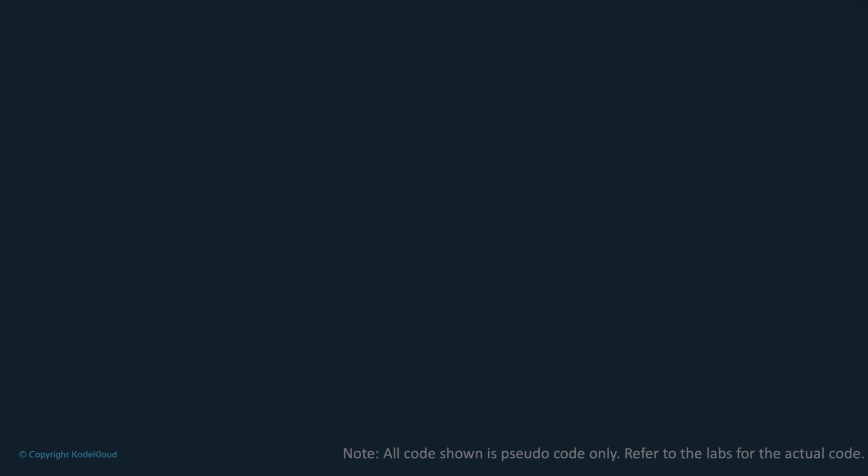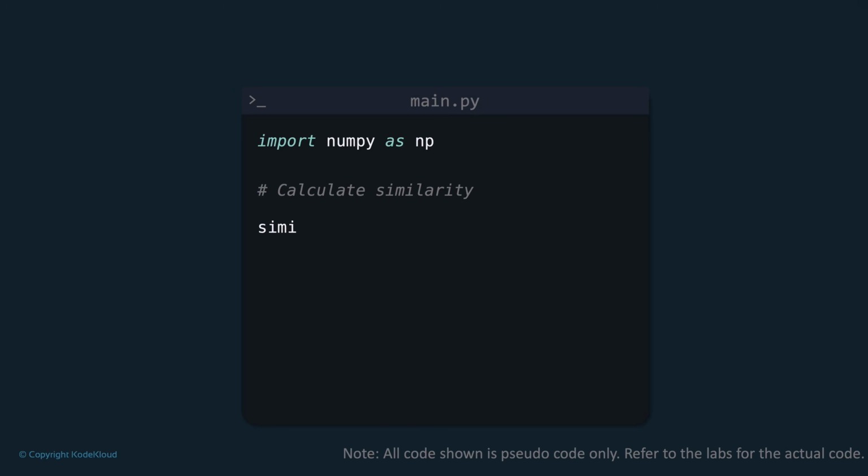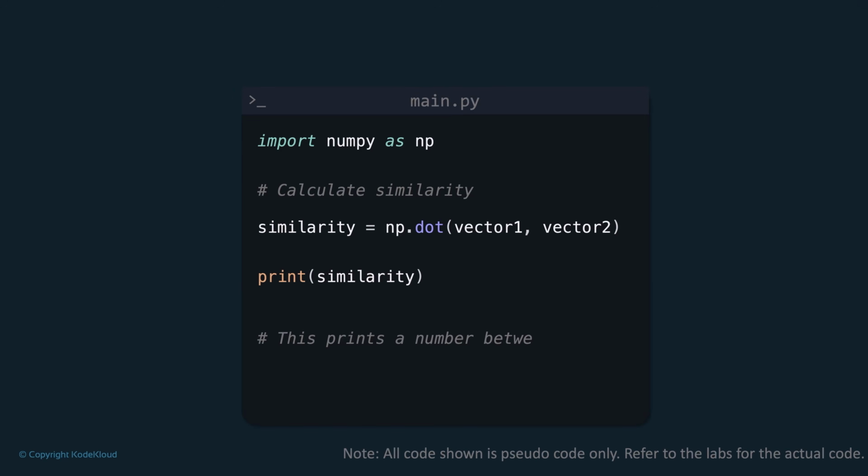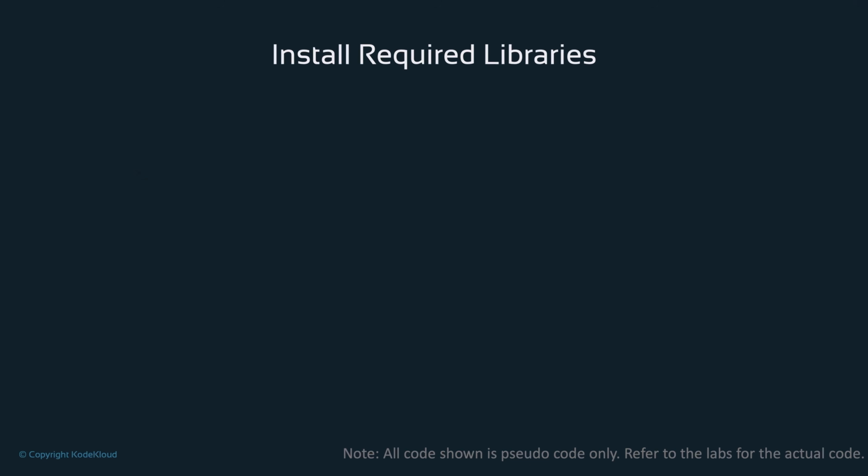Now, of course, you don't have to do all of that math by yourself. We have libraries that do that for you. NumPy is a powerful Python library for working with numbers and mathematical operations. We import NumPy as np, and then we call the np.dot method and pass in the vectors for it to calculate the dot product between the two vectors. It returns a similarity score between 0 and 1. So let's take a closer look at that.